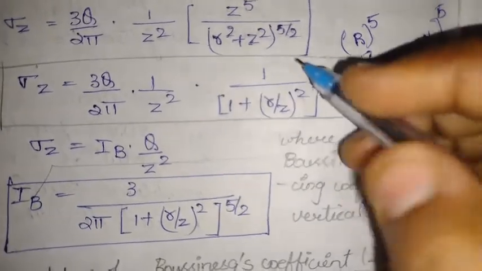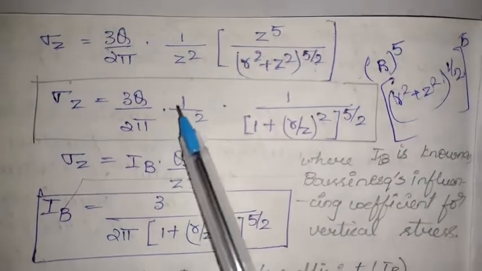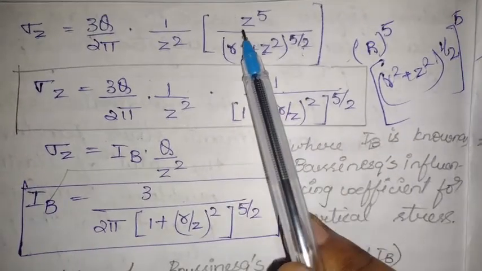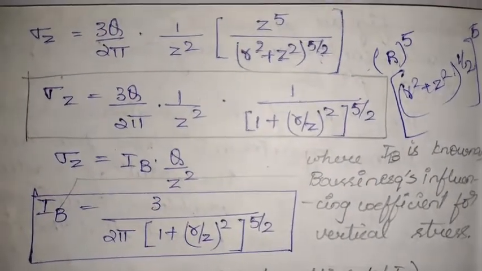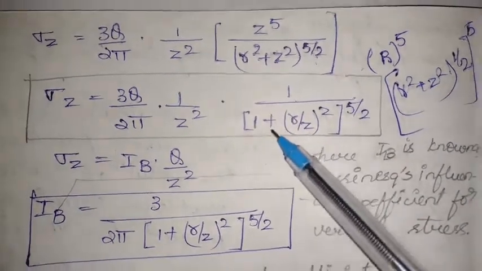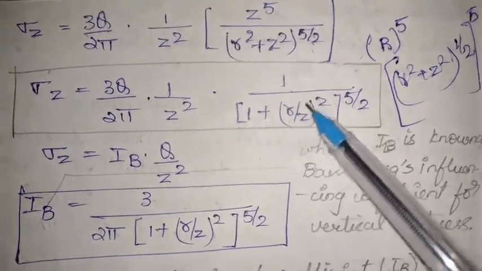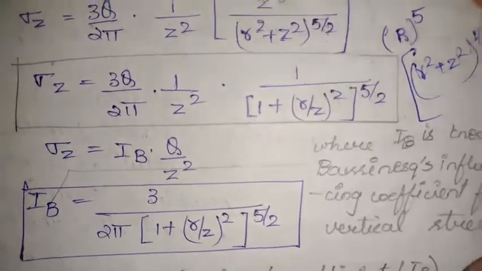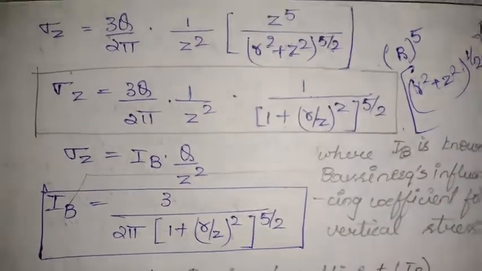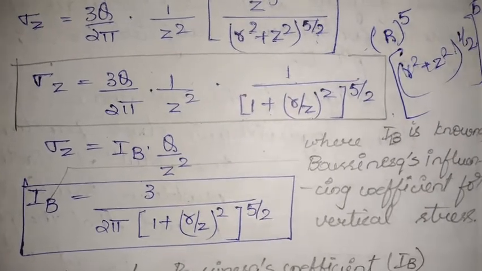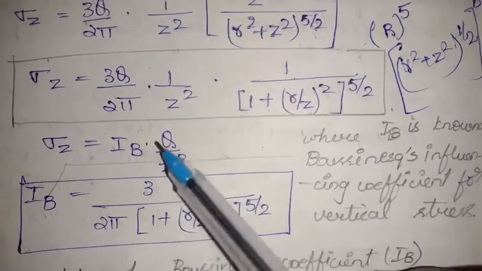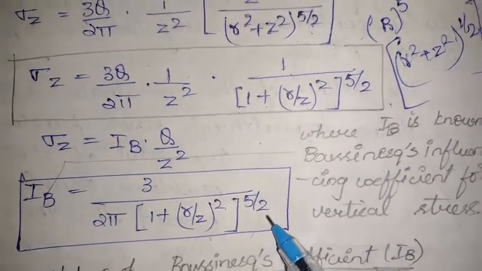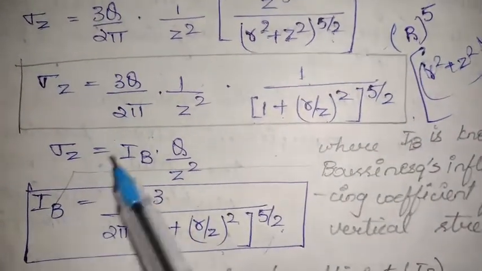So it is simply 5 by 2. Next, 3q by 2 pi into 1 by z square, we are dividing this z power 5 by this. So it is 1 plus r by z whole square, this square only for this term, whole to the power of 5 by 2. This is the vertical stress developed due to the point load because of the Boussinesq equation. We are taking this 3 by 2 pi into 1 plus r by z whole square to the power of 5 by 2 as IB, some constant.